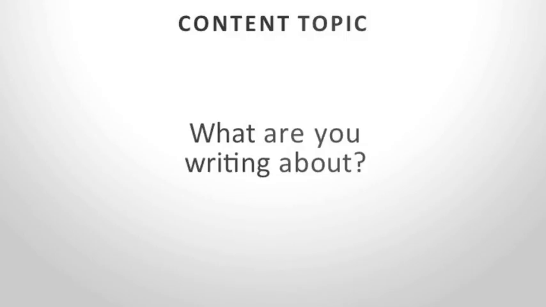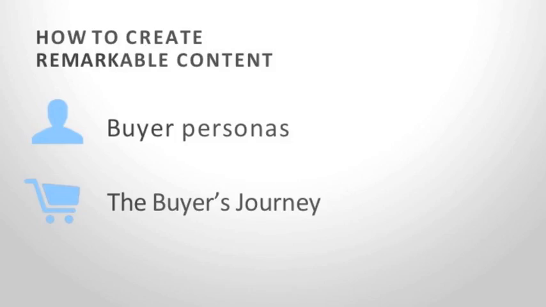The final element of a piece of content is the content topic. What are you writing about? Figuring out a topic for your content is one of the most important parts of content creation. And sometimes it's the hardest part, but it doesn't have to be. To easily come up with the best topics for every piece of content you create, there are just two things you need to know. These two things are the keys to creating remarkable content. They are your buyer personas and the buyer's journey.